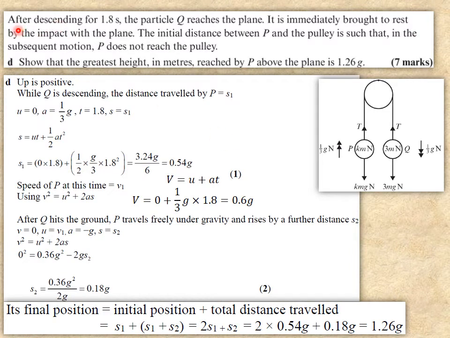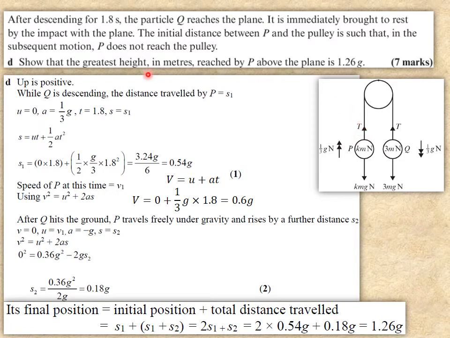The question says, after descending for 1.8 seconds, the particle Q reaches the plane. It is immediately brought to rest. So Q reaches the plane, the ground. This Q reaches the ground here and is immediately brought to rest by the impact. The initial distance between P and the pulley is such that in the subsequent motion P does not reach the pulley. This is just trying to tell you, while Q reaches the ground, P is not touching the pulley.